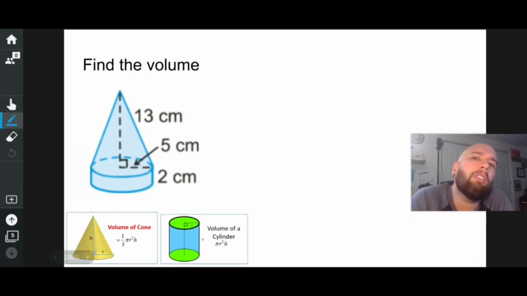This is a composite solid. A composite solid is when you take two different solids and glue them together. The way you find a volume of a composite solid is you find each individual solid that you can decipher and then add them up. I have a cylinder on the bottom of a cone. They share the same radius.